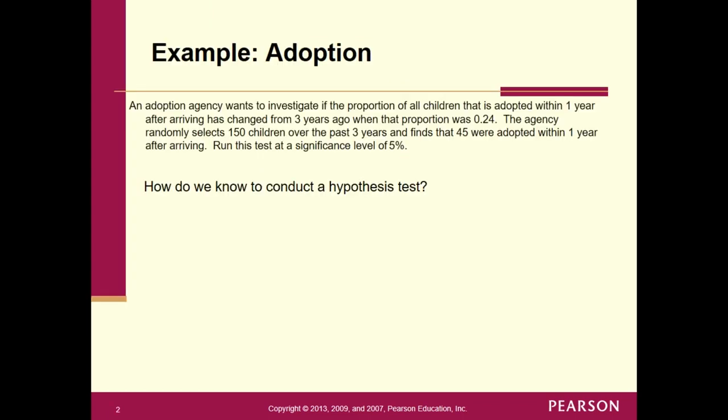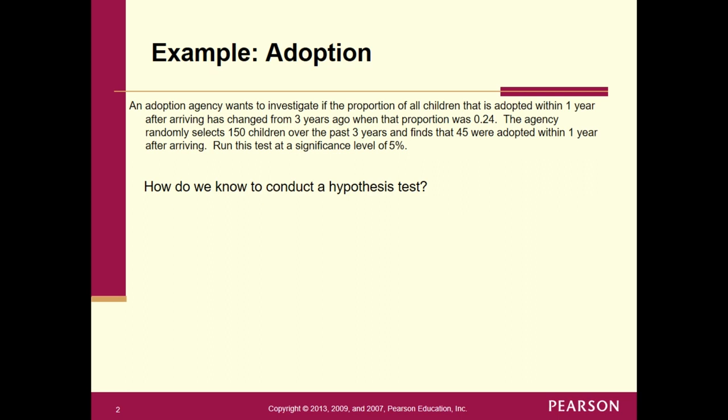An adoption agency wants to investigate if the proportion of all children that is adopted within 1 year after arriving has changed. That's a clue of what's going to happen here from 3 years ago when that proportion was 0.24. The agency randomly selects 150 children over the past 3 years and finds that 45 were adopted within 1 year after arriving. Run this test at the 5% significance level.